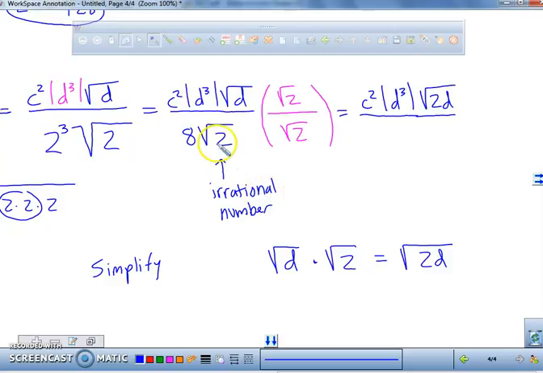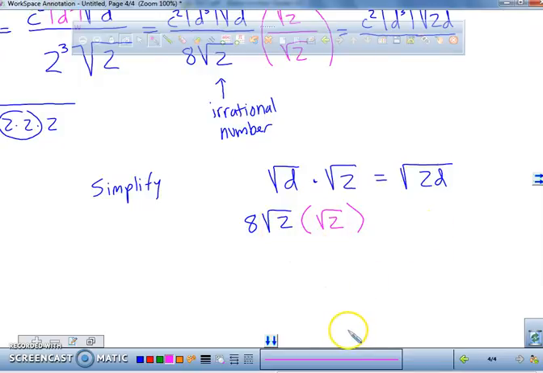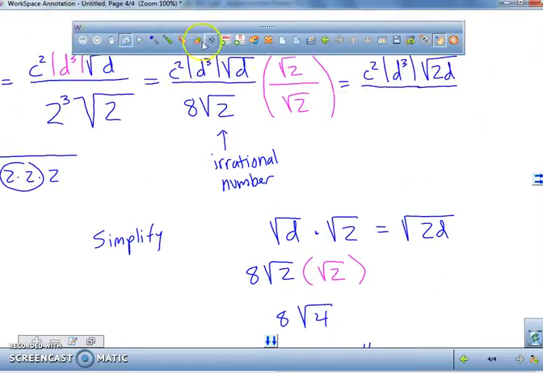Hold on. Next part. What do we have right here? We have an 8 radical 2. What are we multiplying this 8 radical 2 by? Another radical 2. Now, which numbers are inside the radicals? 2's. So what is 2 times 2? So we have 8 radical 4. But wait, what is radical 4 actually equal to? So this becomes 8 times 2, which is 16. So what actually goes in the denominator, everybody? 16.